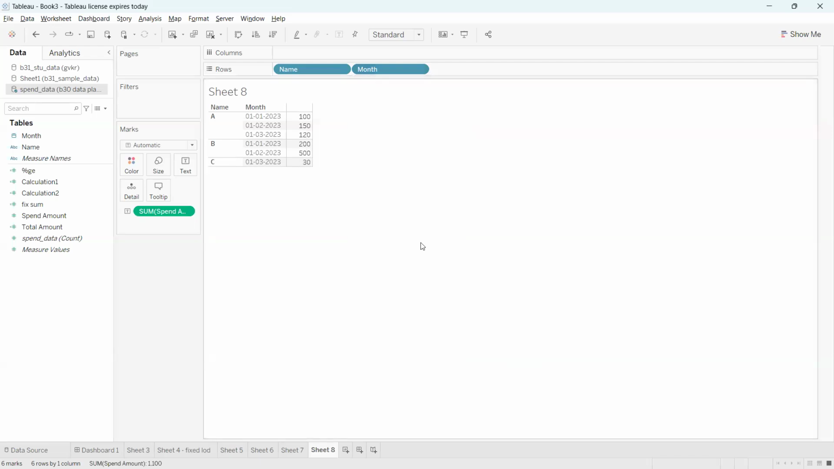Now, what is my requirement here? First, go to person A. For person A, for the latest month, what is the spend amount? 120. I have to show this amount only in the sheet. Okay, like that. And go to person B. For person B, what is the latest month? February is the latest month. What is the spend amount? 500. So I have to show this amount here.